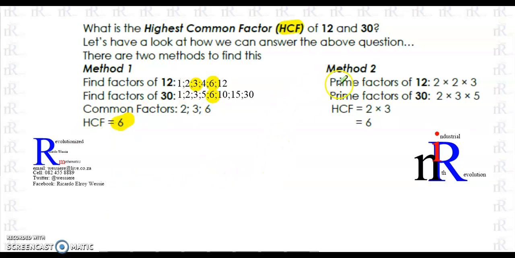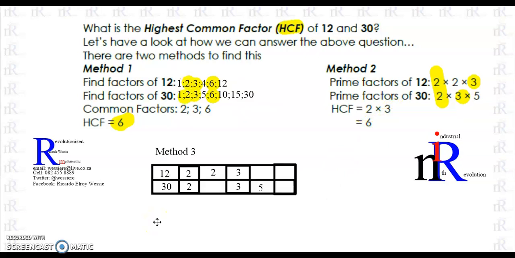Alternatively, we can list all the prime factors of 12, which is 2 times 2 times 3, and list all the prime factors of 30. Now we know 30 is 3 multiplied by 10, but the prime factors of 10 is 2 times 5. So now we look at what is common. So I take 1 out of the group of 2's, 1 out of the group of 3's. So my highest common factor is 2 multiplied by 3 is equal to 6.